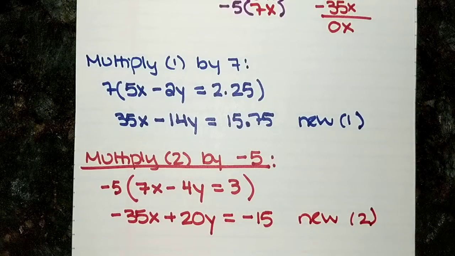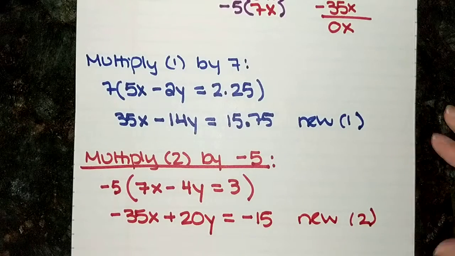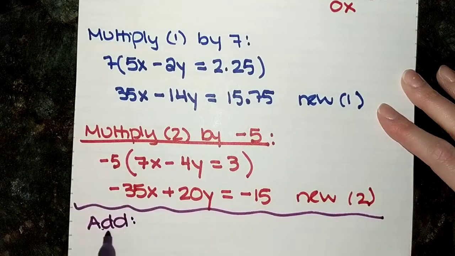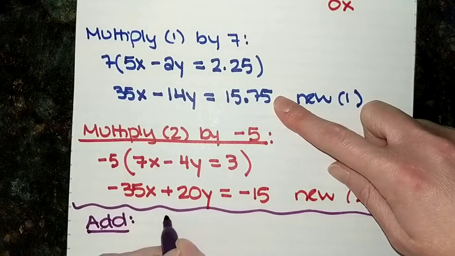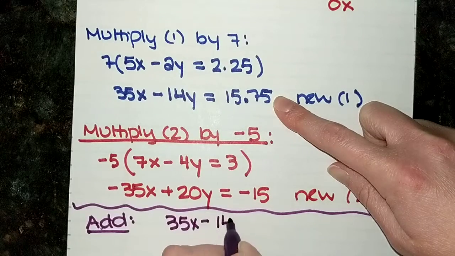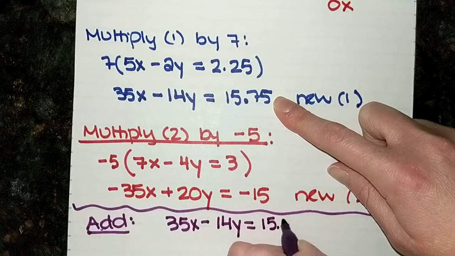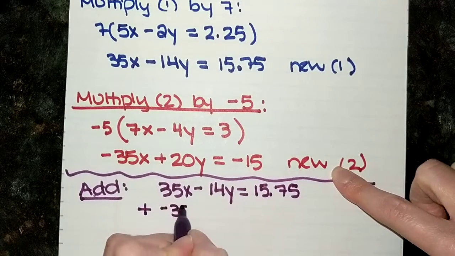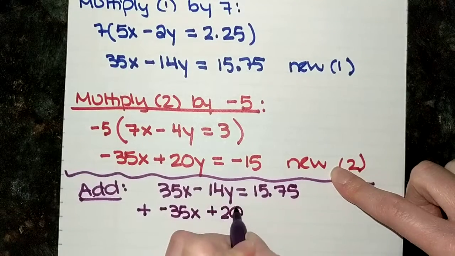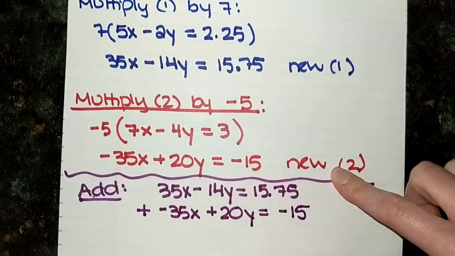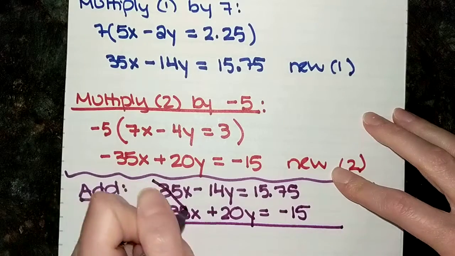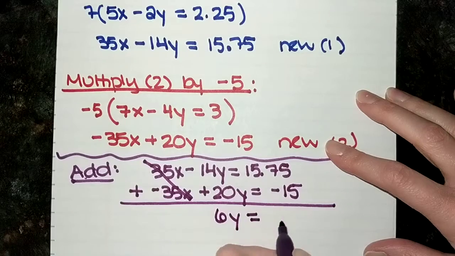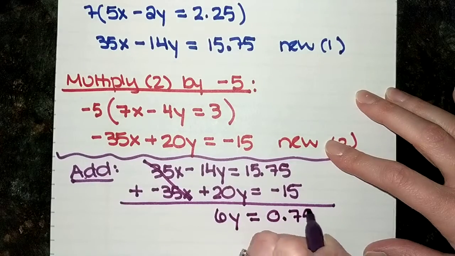Now at that point, we can then add the two equations together. So we have our two equations. Now we are going to add, and when we add, we'll add our new equation 1, 35x minus 14y is equal to 15.75, to the new equation 2, the -35x plus 20y is equal to -15. And just as expected, the x's crossed out. You get 6y is equal to positive 0.75.